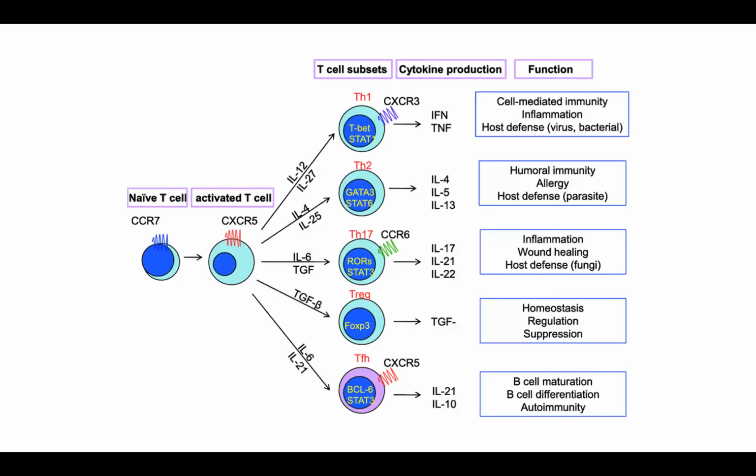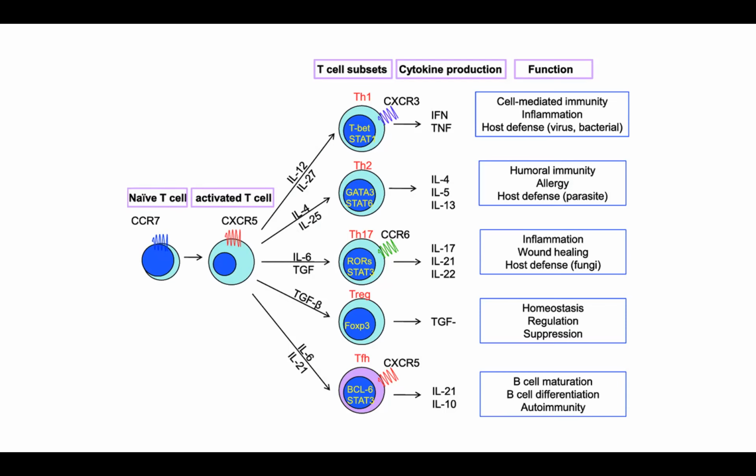Now, here's another diagram where you have the naive T cell, again, through the receptor CCR7, and CCR7 is tied to HIV, CXCR5 tied to HIV. All right. Now, if they're not working right, these cells aren't going to be able to do these T cell subsets.